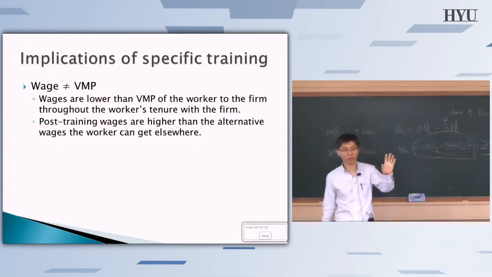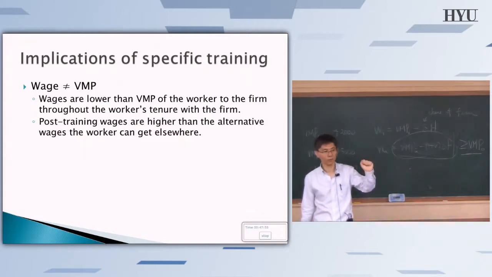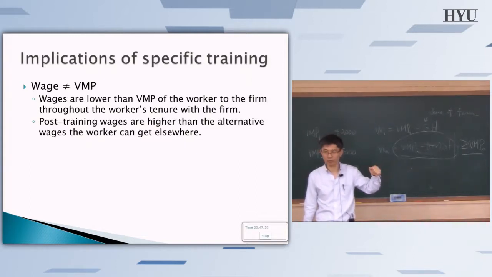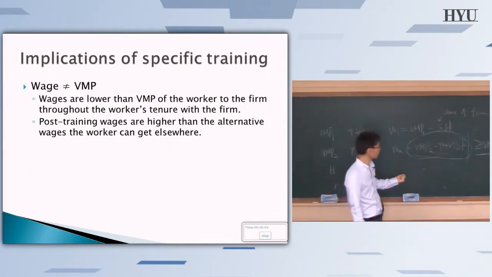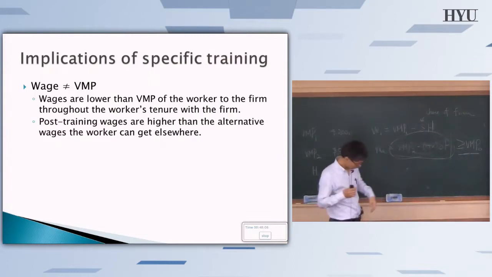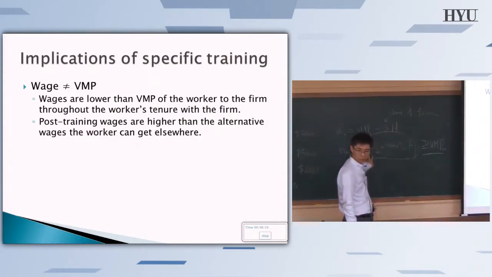If it's a general training, that's not true, right? If it's a general training, if the worker is paid less than BMP2, the worker will simply move. But in the specific training, that's not true. The worker can get paid less than BMP2, but still just stay because it's better than elsewhere.